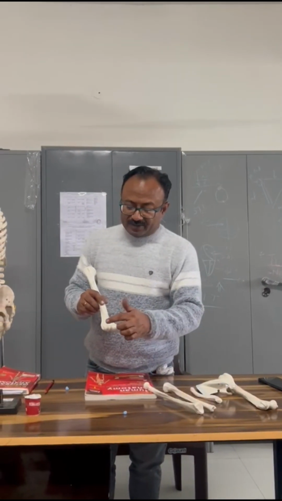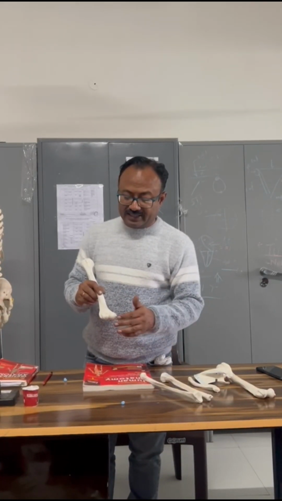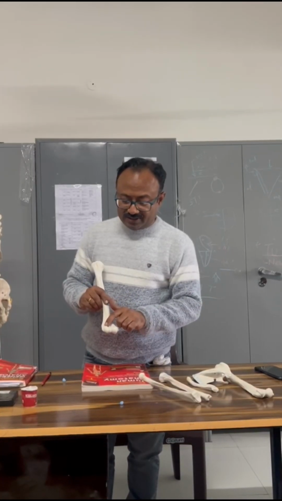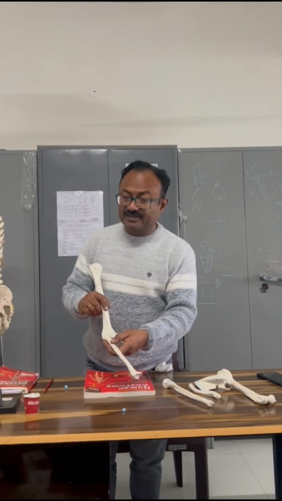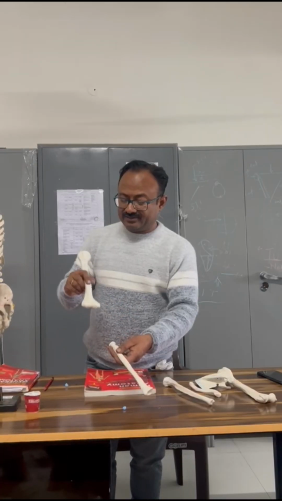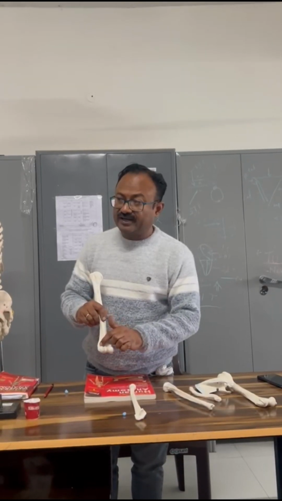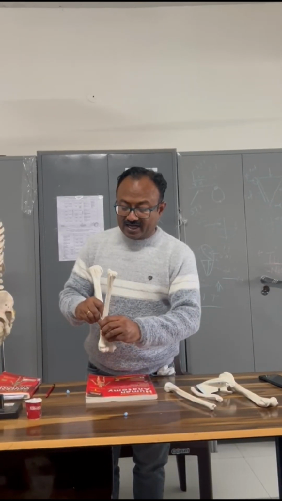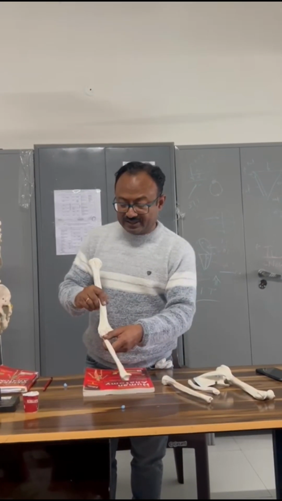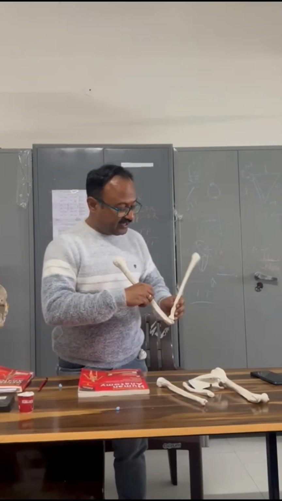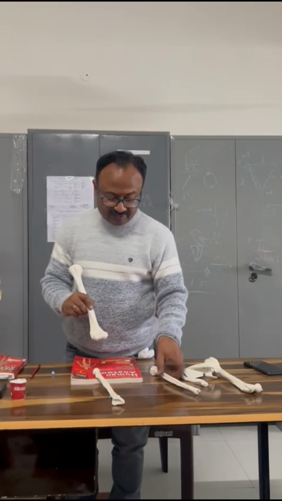So the capitulum articulates with the radius, and the trochlea articulates with the trochlear notch of the ulna, forming the elbow joint. Just above the capitulum you will find a fossa that is called the radial fossa, because it relates to the radius. The radius is on the lateral side. This fossa is for the accommodation of the head of the radius, so it is called the radial fossa. On flexion of the elbow joint, the head will be accommodated here at the radial fossa.